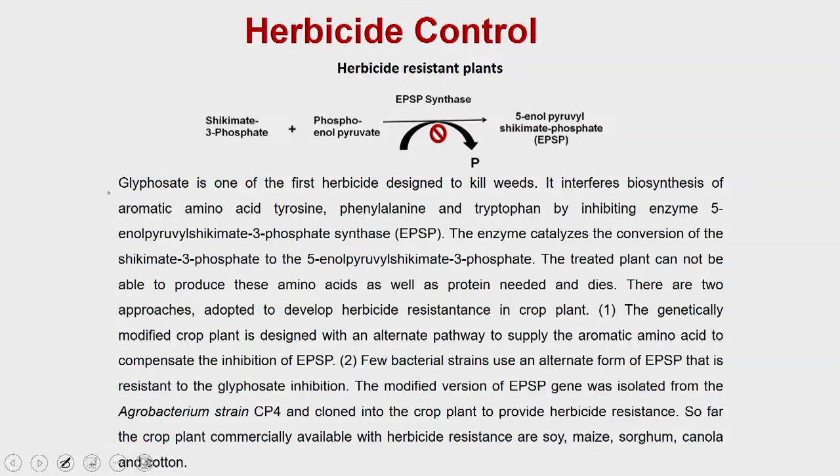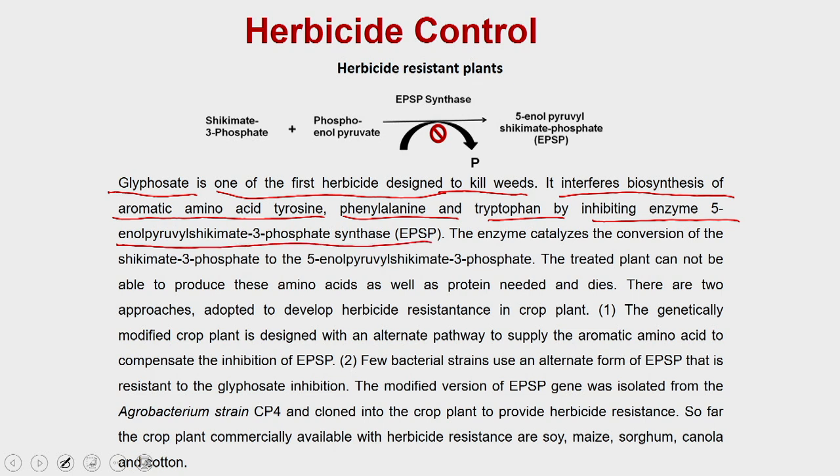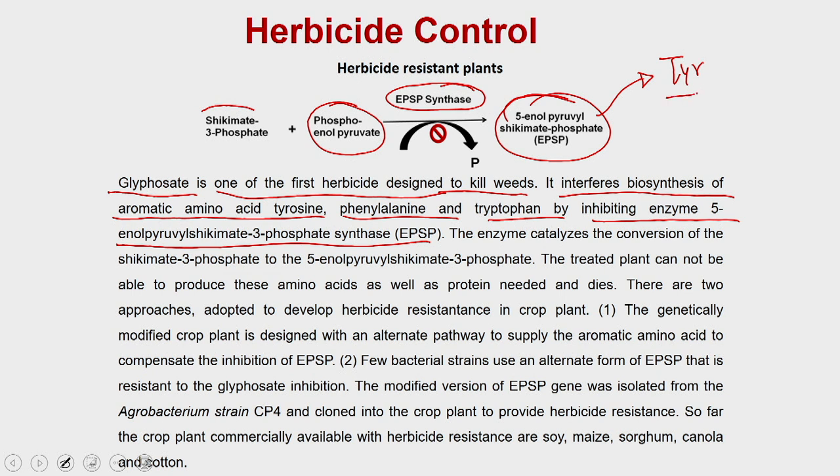So one of the popular herbicides is glyphosate, which is designed to kill the weeds. It interferes with the biosynthesis of the aromatic amino acids tyrosine, phenylalanine and tryptophan by inhibiting EPSP synthase, 5-enolpyruvylshikimate-3-phosphate synthase. EPSP synthase catalyzes a reaction where it takes shikimate 3-phosphate together with phosphoenolpyruvate to generate 5-enolpyruvylshikimate-3-phosphate, EPSP, and this product has relevance in the biosynthesis of tyrosine, tryptophan and phenylalanine.